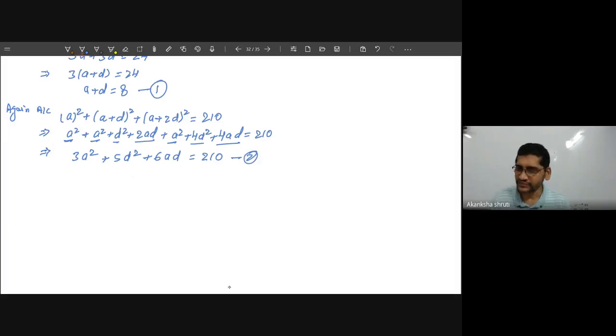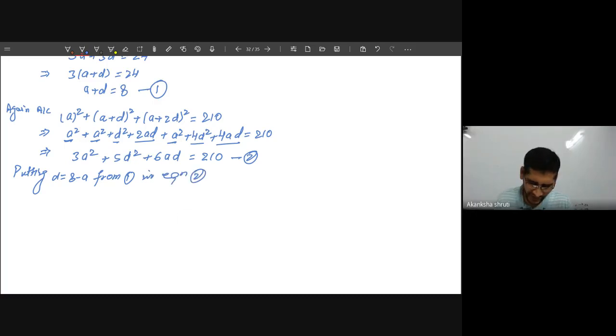Students, these two I have to solve. How can I solve? Students, from 1 you have to take the value of d and substitute it here. Means putting d equals 8 minus a from 1 in equation 2. That we are just going to do. Even some of the smart students directly put it here. That is even slightly more convenient. But I will show you the normal way, if you do not notice these things, then you will simplify like this. That I am going to do.